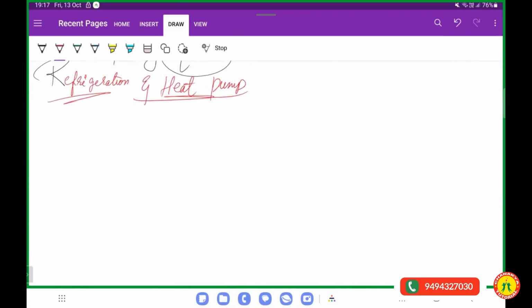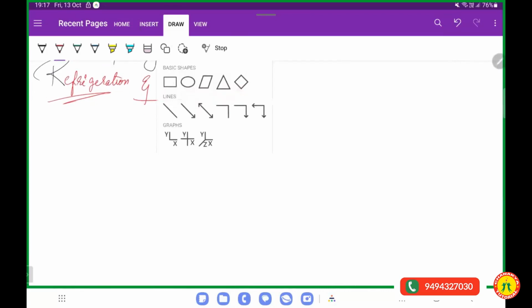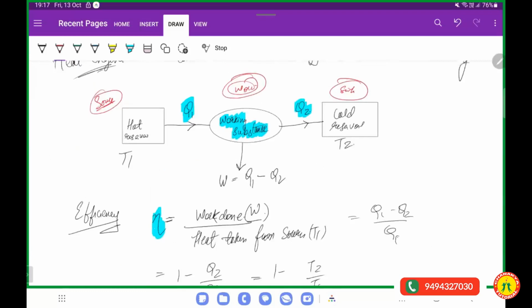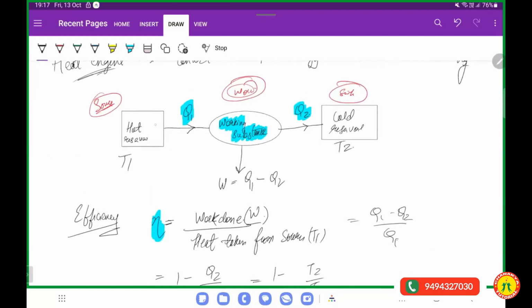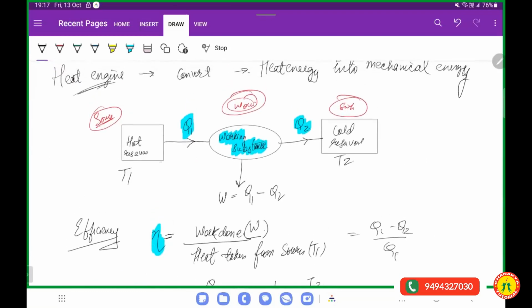So let's draw the same thing. Sir, could you repeat that once? Okay, in this heat engine, heat is given to the system. The system is our working substance. Consider this working substance as a system. So heat is given to the system, and work is done, whatever we require.